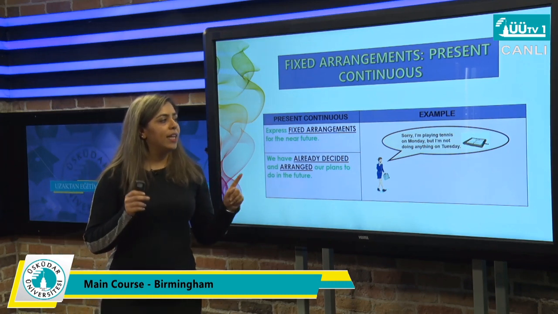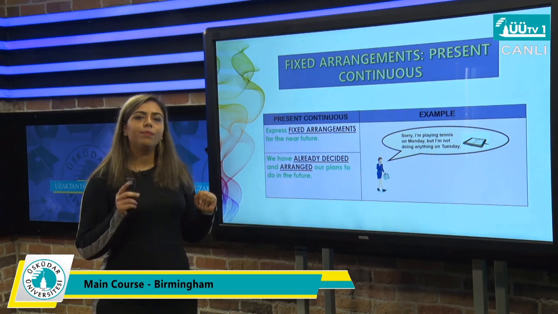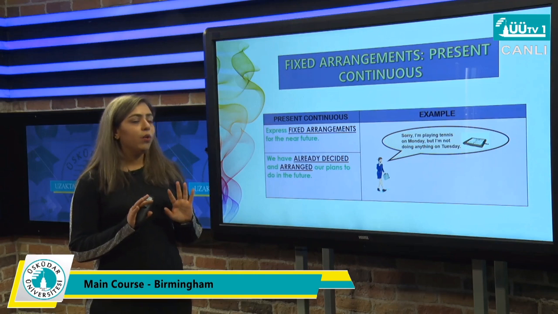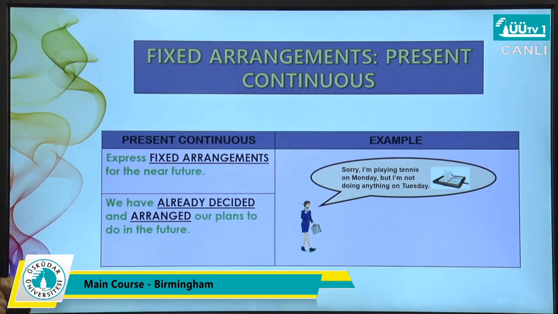You always play tennis on Monday, right? So you cannot go anywhere, but on Tuesday you are free. So I'm playing tennis on Monday, but I'm not doing anything on Tuesday. This is a fixed arrangement that you're talking about. We use present continuous when we have already decided and arranged our plans to do in the future.